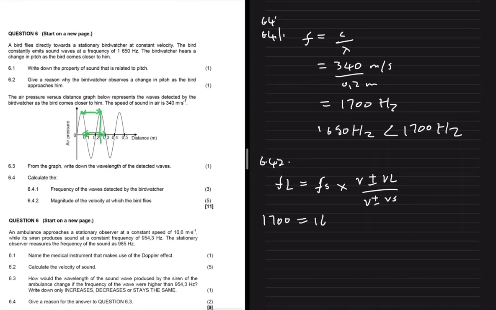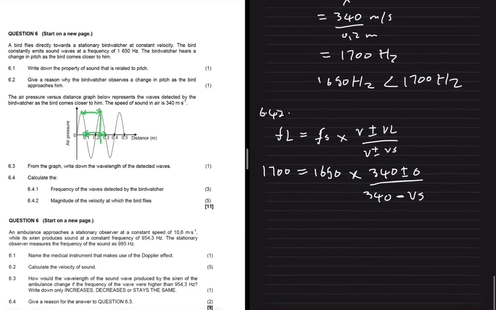1700 equals 1650, which is the frequency emitted by the sound source, right? V is 340, given in the question. The listener is stationary, so we're going to have plus or minus 0. The sign won't matter in this case. And then 340 again, because the sound source is moving towards the observer. In the denominator, we're supposed to have minus. If it was moving away, then we would have plus. So we're going to have minus VS, the speed of the sound source, which is our unknown.